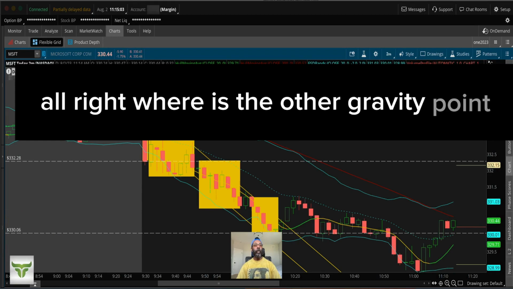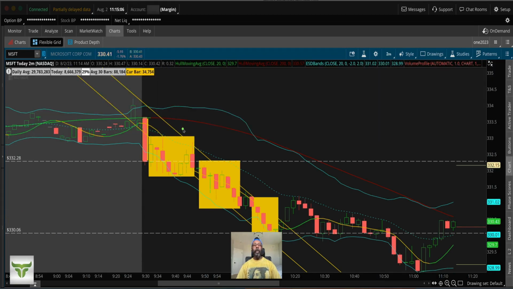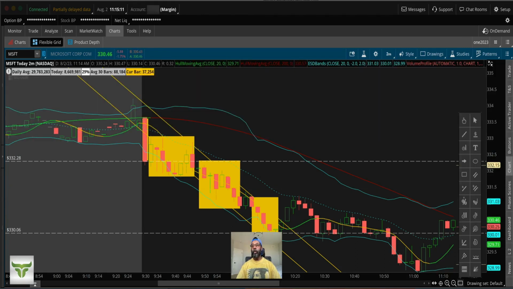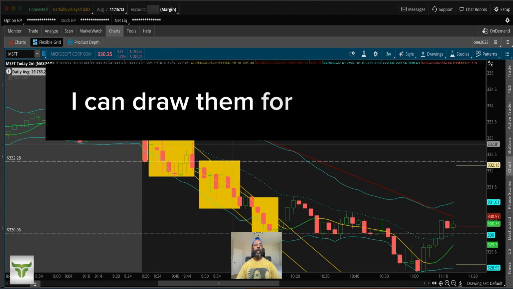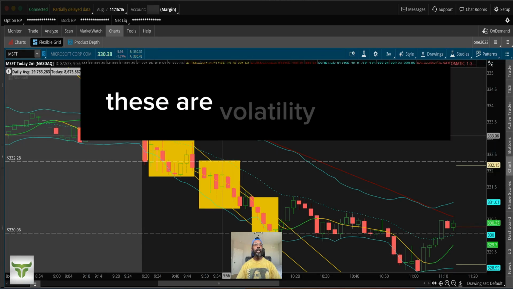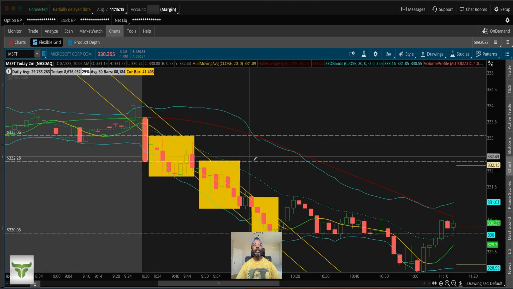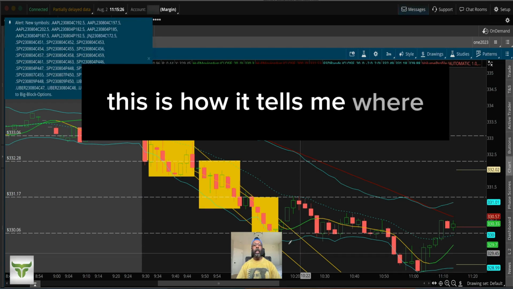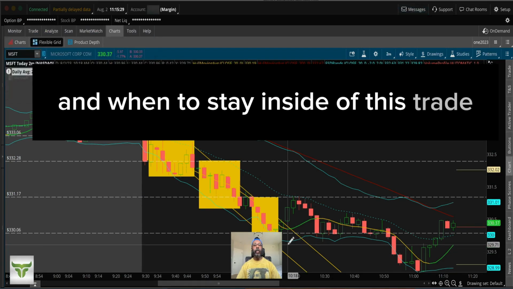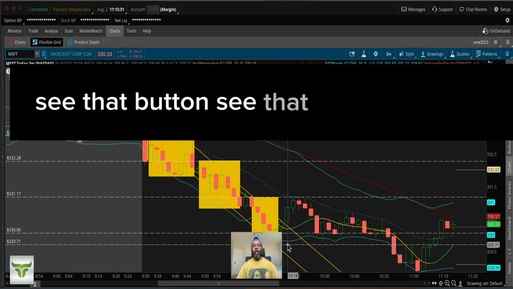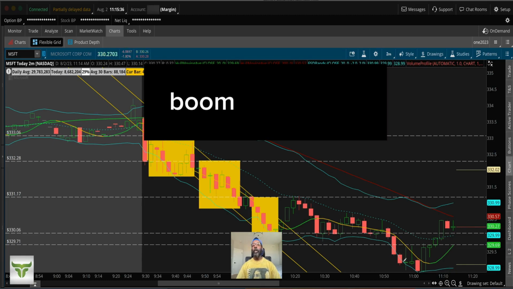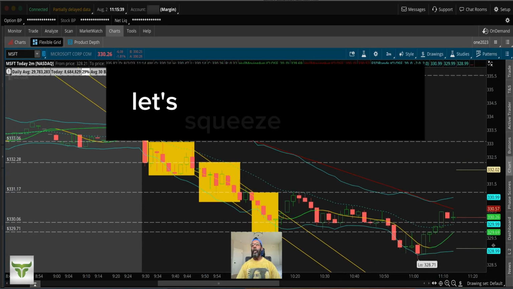Where was the other gravity point? It was right here. Excuse me. Where are the other gravity points? Well, I can draw them for you right here. These are volatility channels. This is how it tells me where and when to stay inside of this trade. See that button? See that volatility box? That was the low, right? Boom. Right there. Let's squeeze this down.